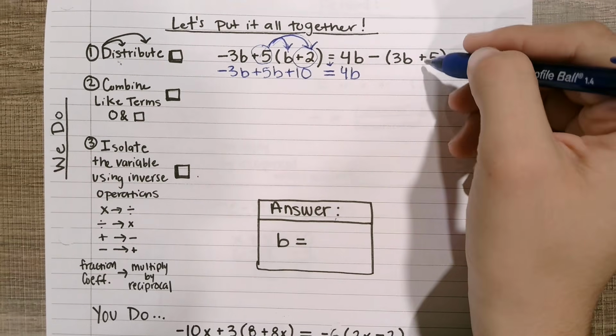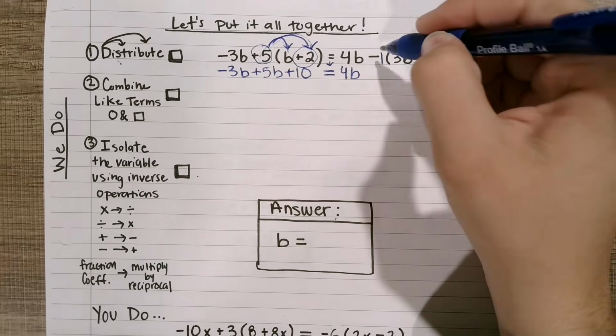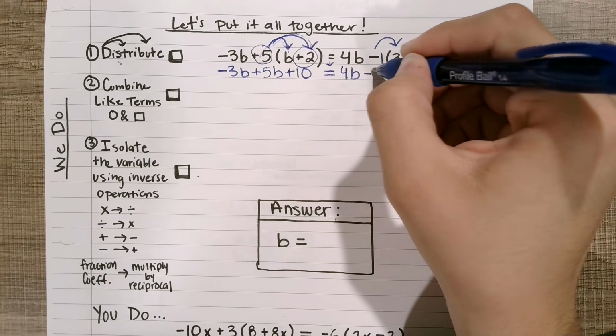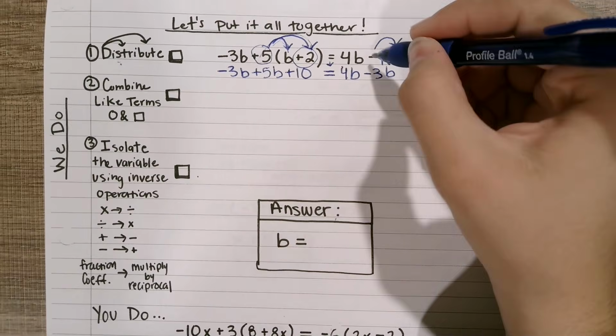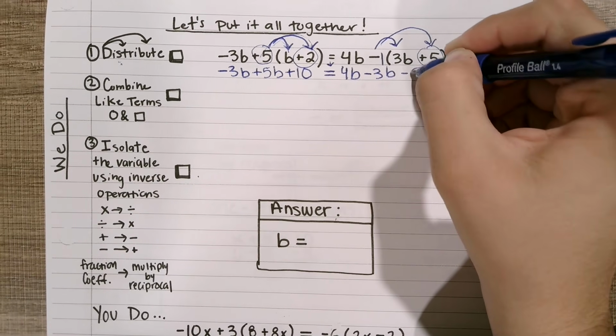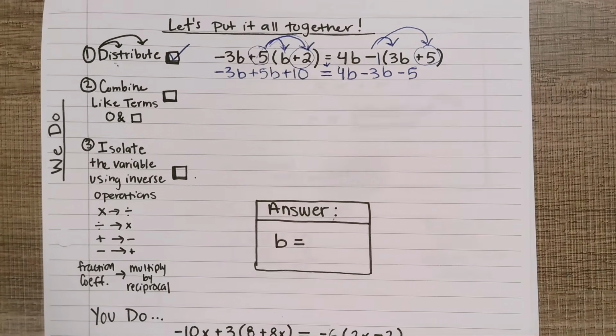Negative is being distributed, so we can treat this as a negative 1. Negative 1 times positive 3b would be negative 3b. And then negative 1 times positive 5 would be negative 5. So, check mark on distribute.